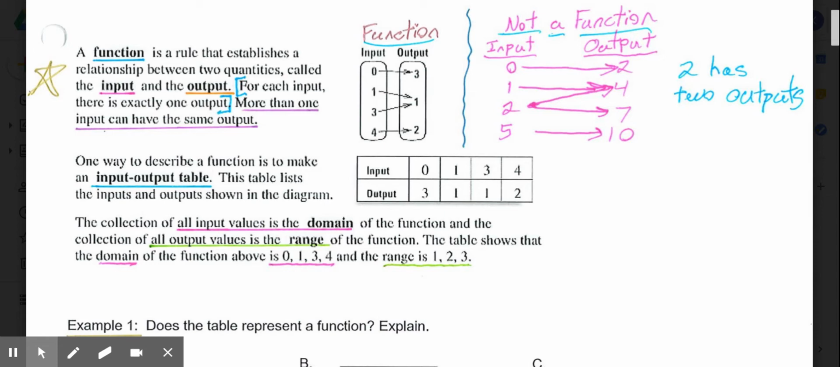The table shows that the domain of the function is 0, 1, 3, 4. And the range is 1, 2, 3. So in writing the range or the domain, if something comes up more than once, for example, 1 came up twice in the range, we only have to write it once because we're just writing the different values. So you don't have to repeat writing 1.